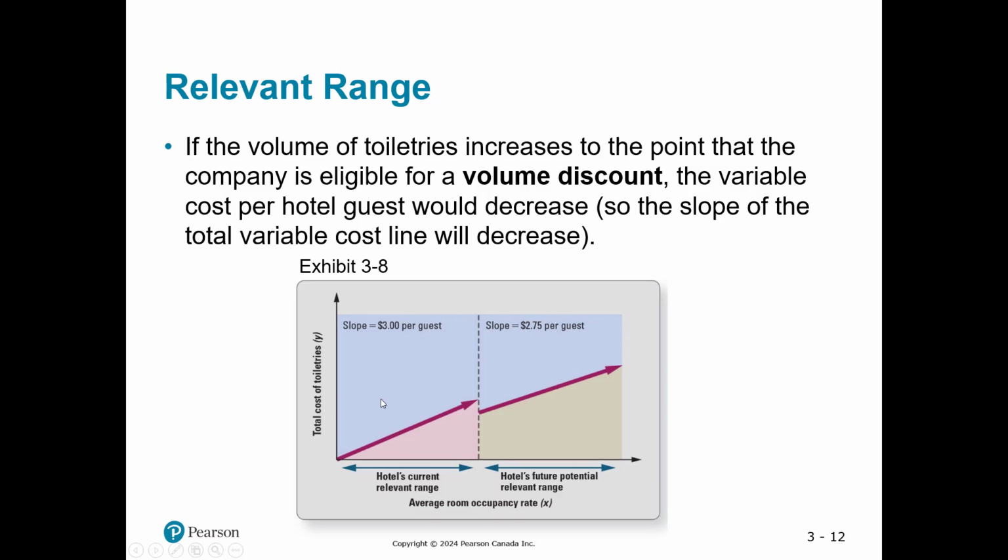So this is the relevant range, the price per unit for variable costs if I have 500 or less guests. If I have 501 or more guests, my variable cost per unit is going to decline. So again, we got to look at the relevant range so that we choose the correct variable cost per unit. Remember, it's the slope that determines the variable cost per unit.